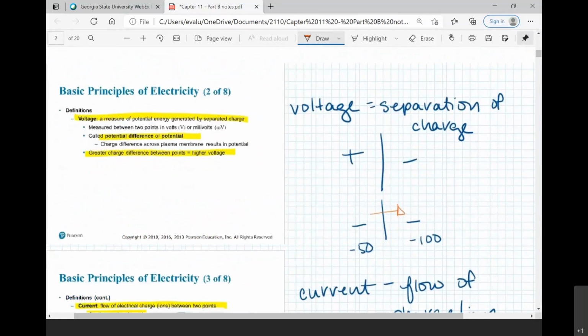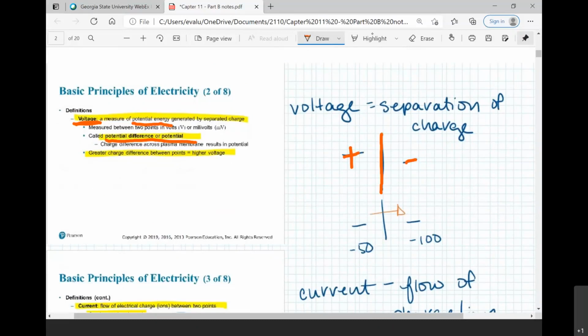So, some general definitions of electricity. One of the terms is going to be voltage. Voltage is going to be the separation of charge, and that separation of charge is giving us that potential energy. Just like I drew earlier, here's your plasma membrane, and we're separating a positive charge and a negative charge. If we have that plasma membrane and we're separating a charge, we are creating a difference on one side versus the other. This is called the potential difference, or potential. So that's where the resting membrane potential comes into play.